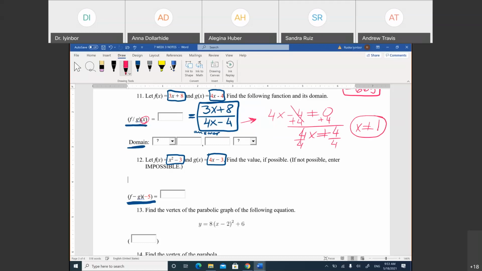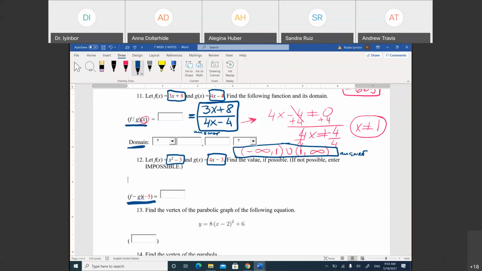Now, how do you write that with intervals? x is not 1 means from negative infinity to 1, union 1 to infinity. Yes. So this is what you're going to enter. This is your domain. Okay? And this is the answer for the domain.